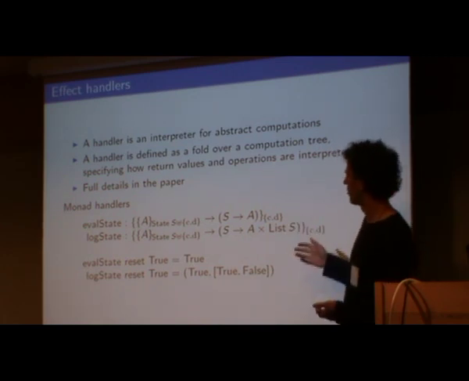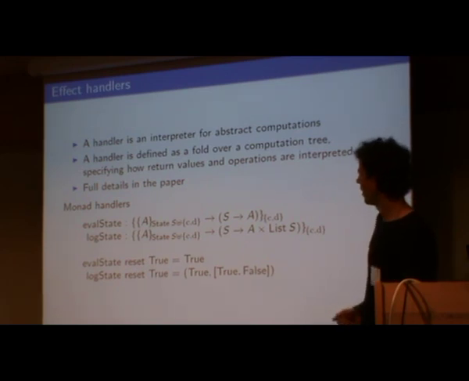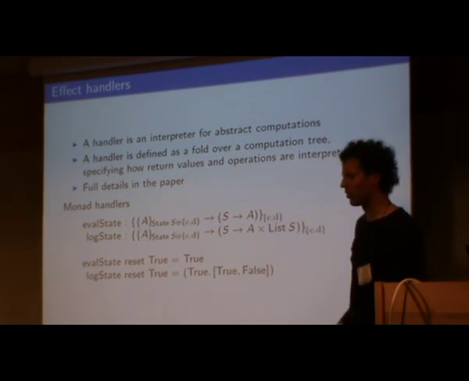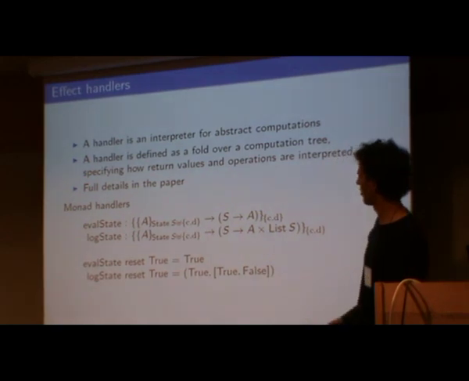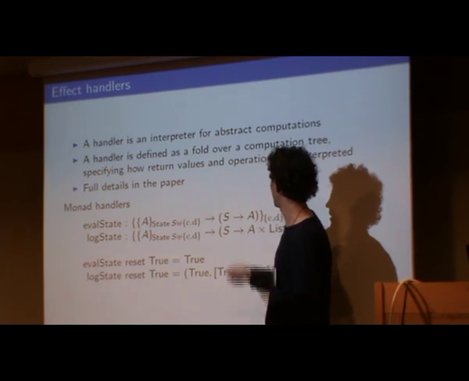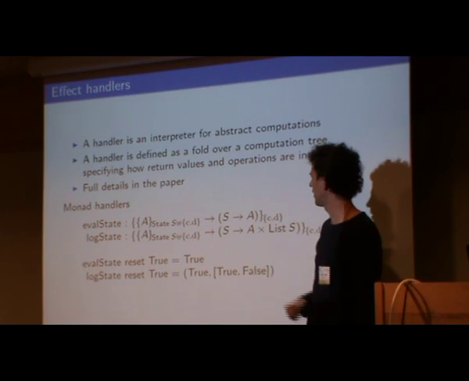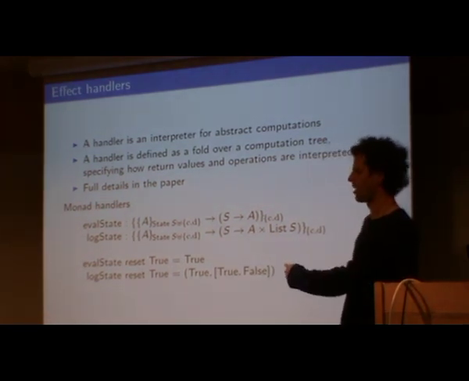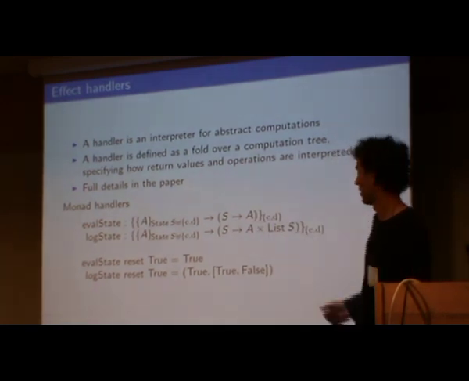So here's an example of monadic handlers. I'm going to give you two examples of monadic handlers for state. The first one is evalState, like the Haskell evalState function. It will take a stateful computation that returns an A, and interpret it as a function from state. So this isn't like the state monad; it doesn't actually return the final state, but we could do that as well.